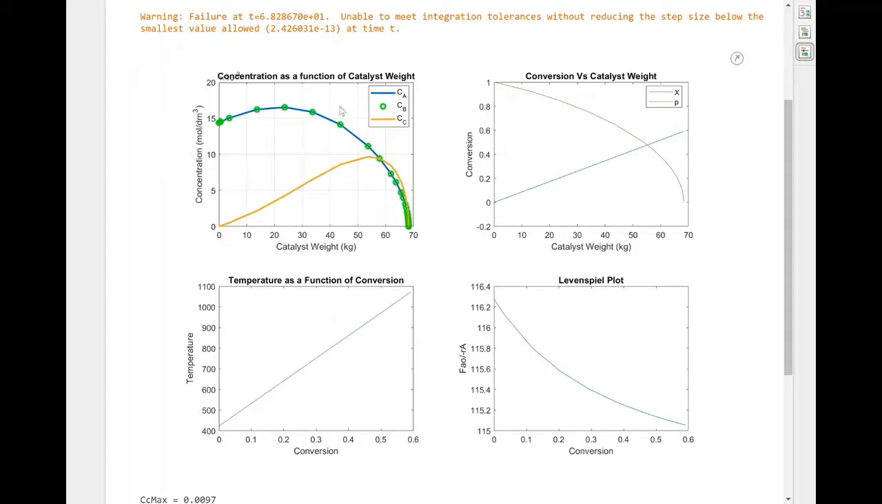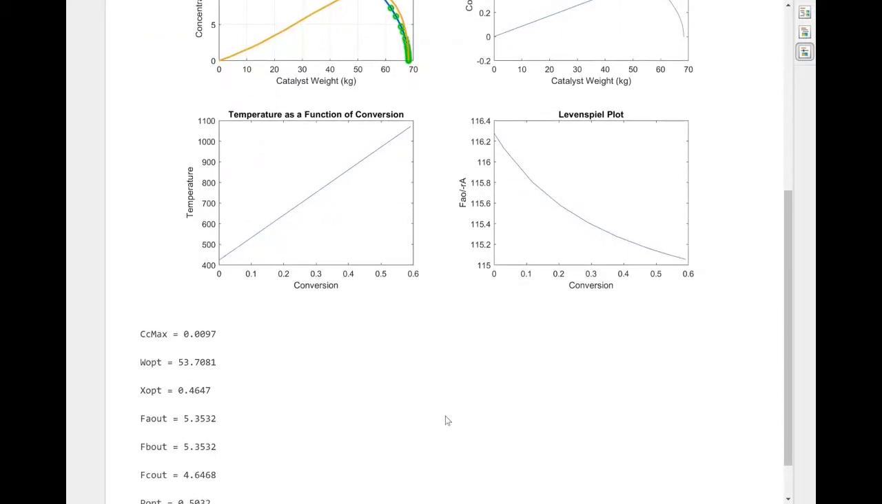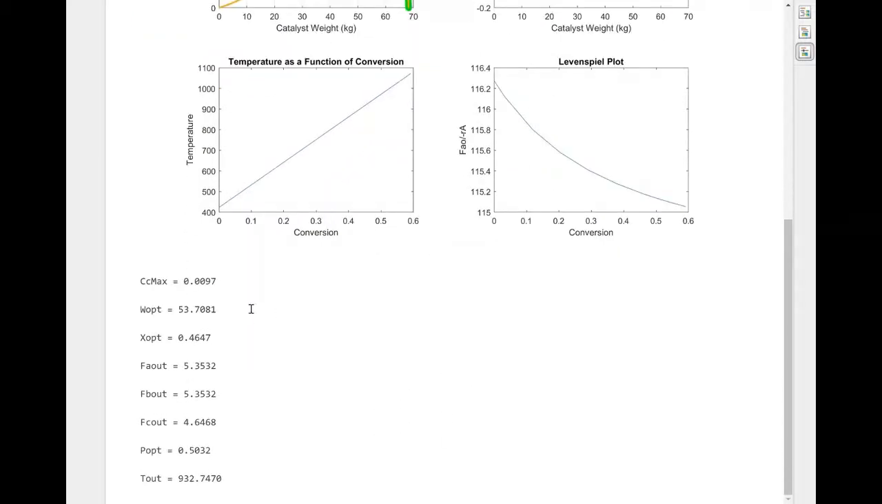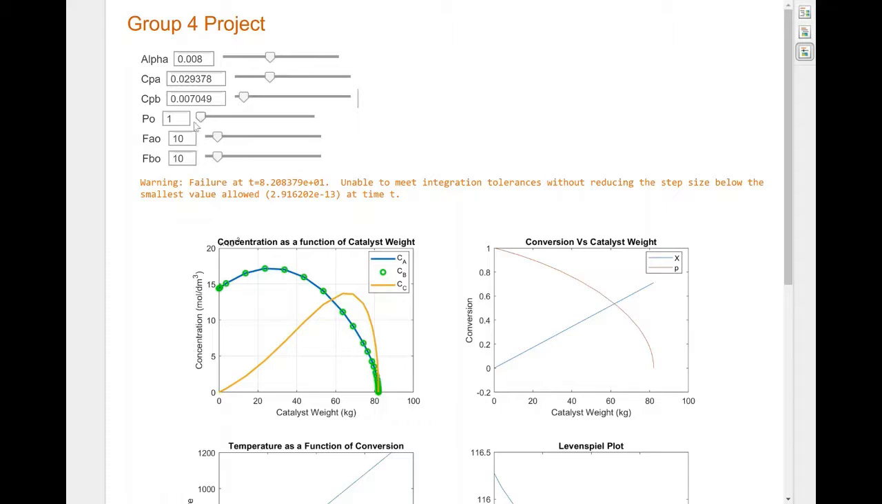Now let's do an upper bound for alpha of 0.01. Comparatively, the concentration of our product did decrease. Additionally, the conversion decreased to about 55%. However, we did not need 100 kilograms of our catalyst. Instead, about half of that is needed. The optimal conversion is about half of what it was before at about 46%. Something that's important to note is that our exiting flow rates of our reactants is higher than the flow rate of our product.